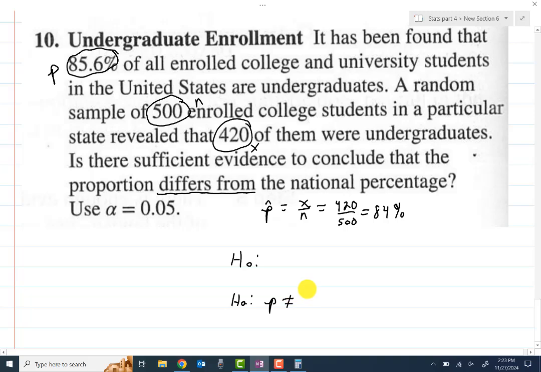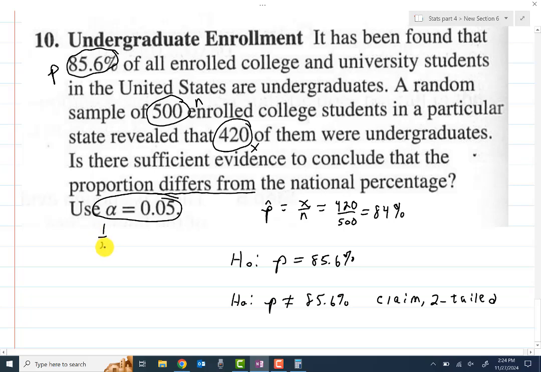The national percentage is 85.6%. And then here, of course, P would be equal to 85.6%. This is the claim, and it's two-tailed. So immediately, whenever you see two-tailed, the first thing you're going to want to do is take this and divide it by 2.